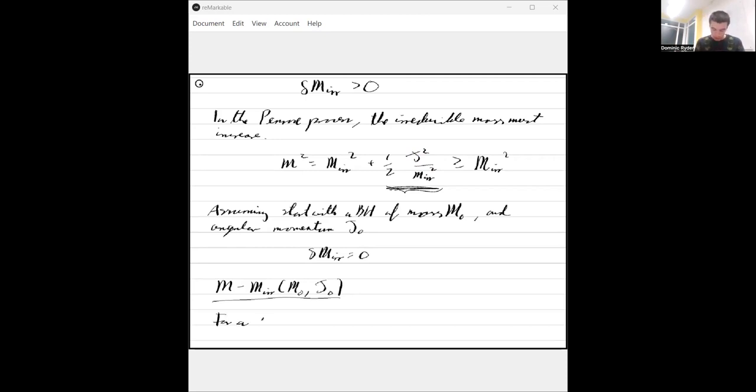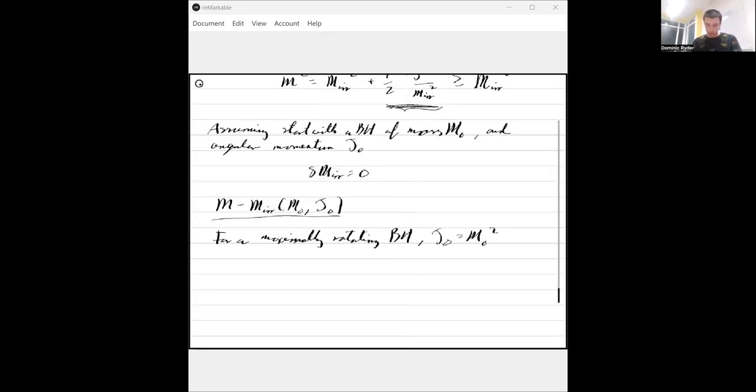For an initially maximally rotating black hole, where J0 equals m0 squared, m minus m_irr is approximately 29%. So you can extract about 29% of the energy from the black hole via the Penrose process, if we start with a maximally rotating black hole.